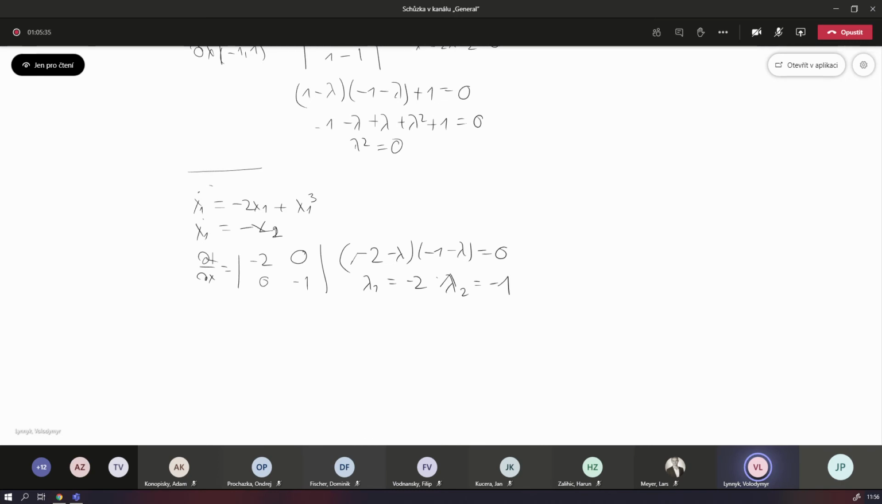And what can we say about this system now? We can say that this system is local exponential stable because the real part of eigenvalues lambda i is negative, and let's apply the second Lyapunov method.